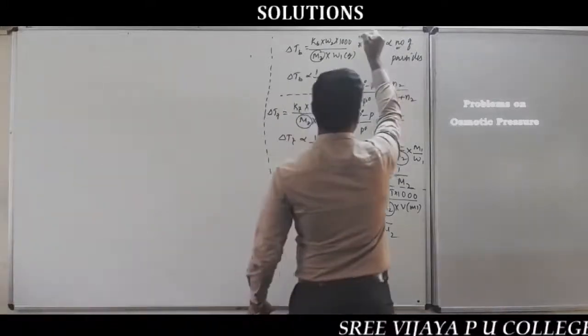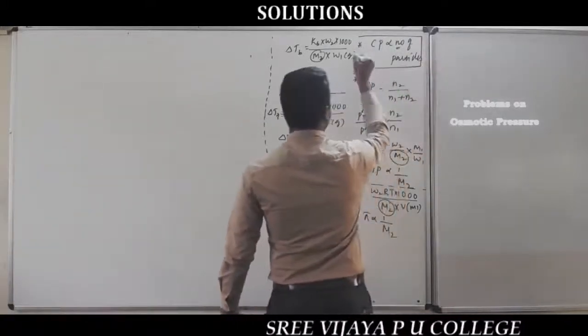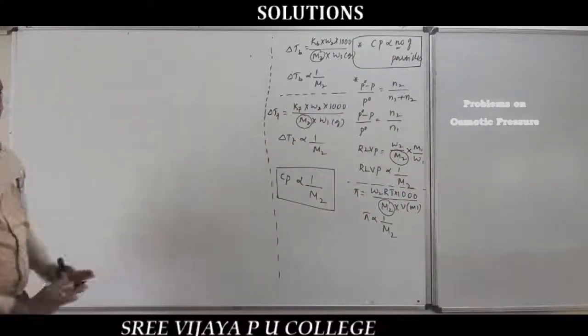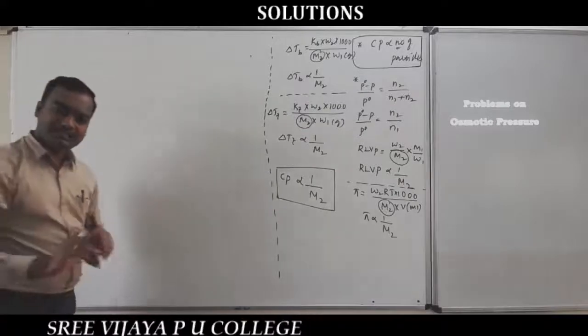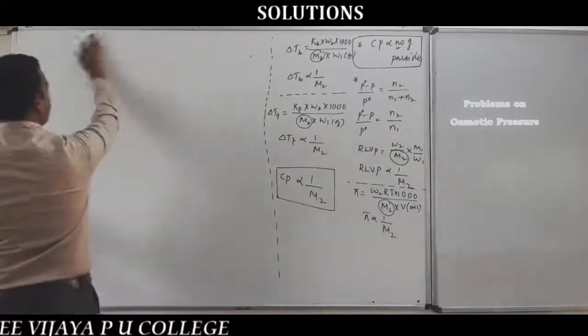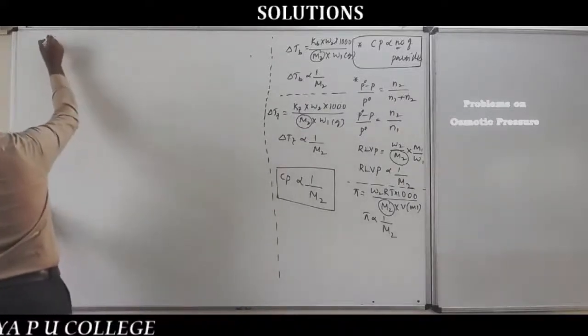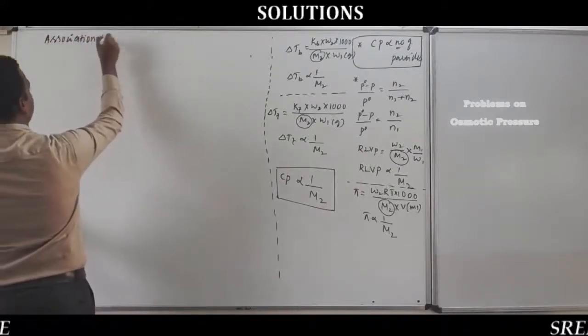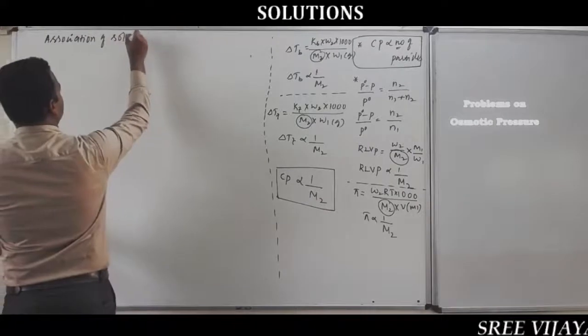And also one more thing you have to remember: colligative properties mainly depend on the number of particles. These are very important while explaining the association and dissociation of solute particles. Now I will take our first one, association of solute particles.